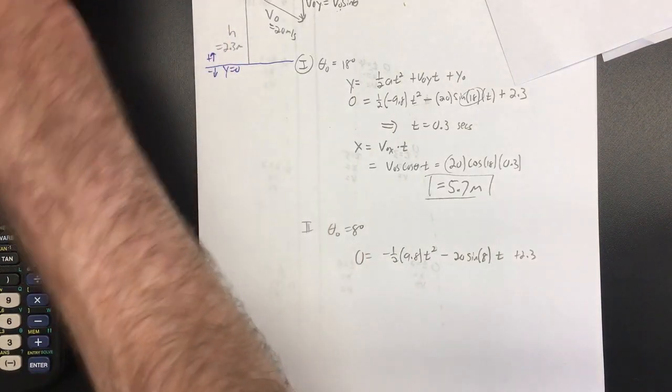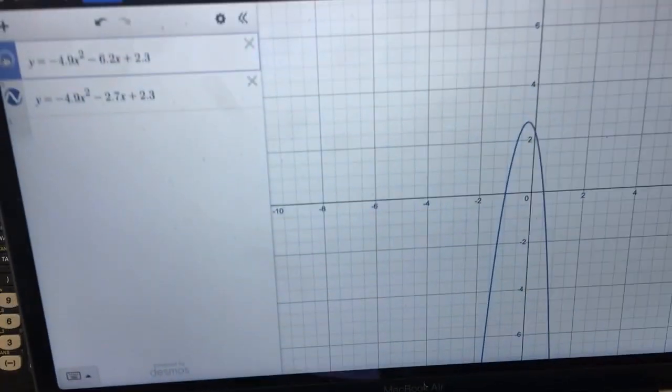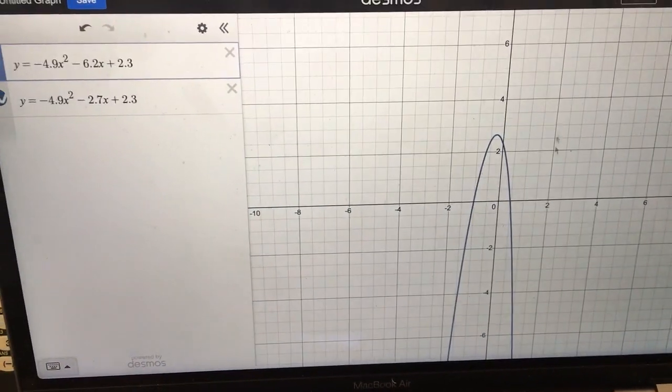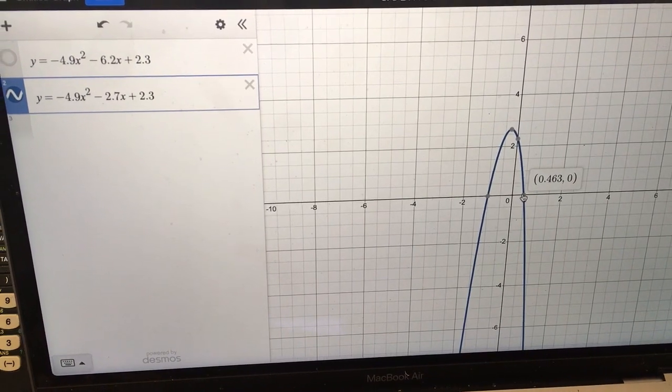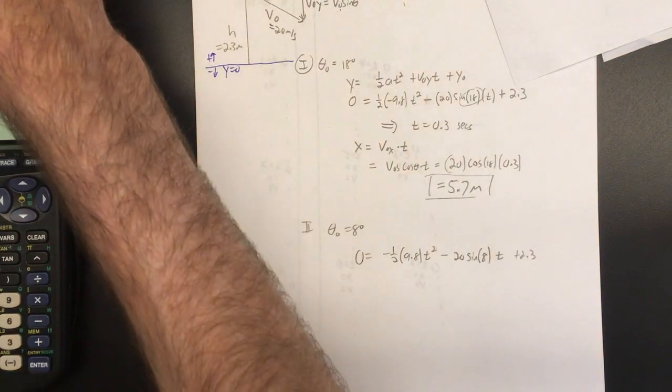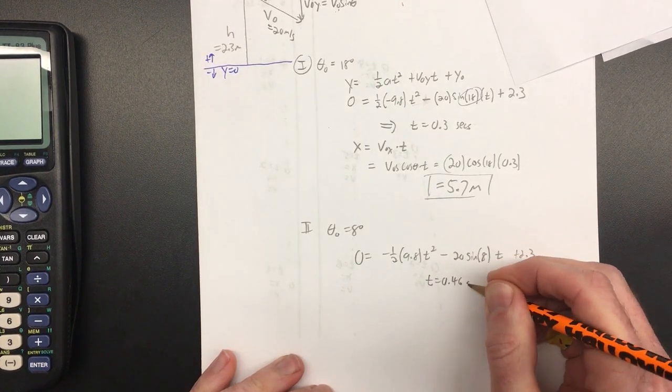And then I did this in Desmos also. So there's my Desmos graph for that one. And then let's see, 0.46 is going to be the time. So the time here is 0.46 seconds.